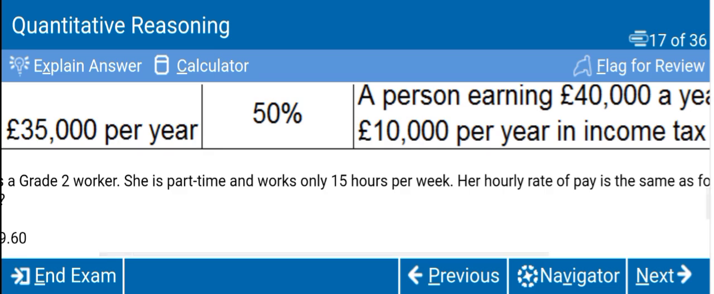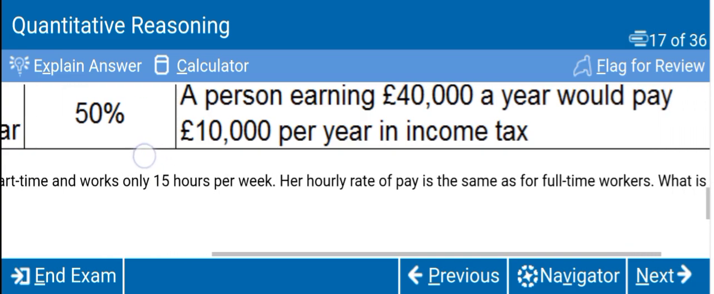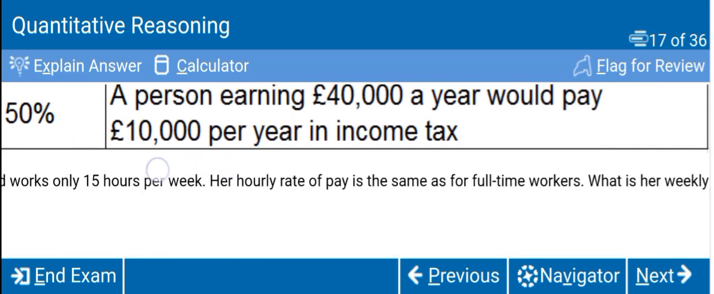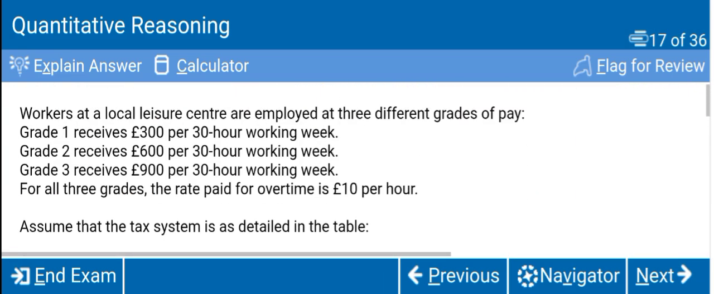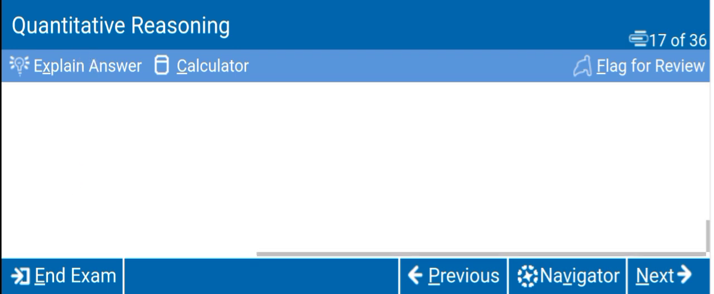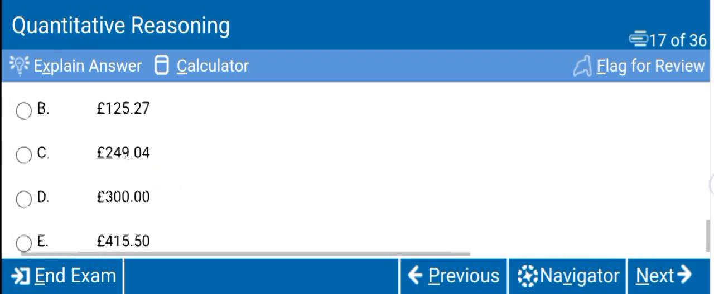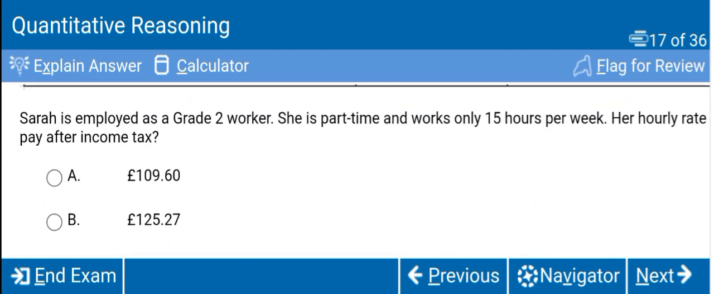Her hourly rate of pay is the same as for full-time workers. So what is her weekly pay after income tax? So option A, 109.60 pounds.